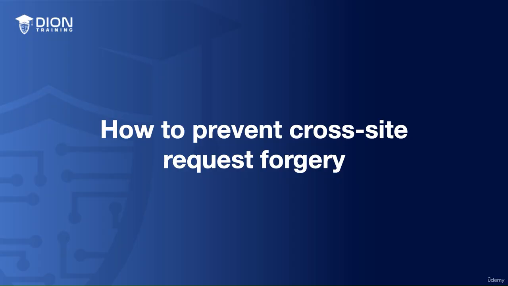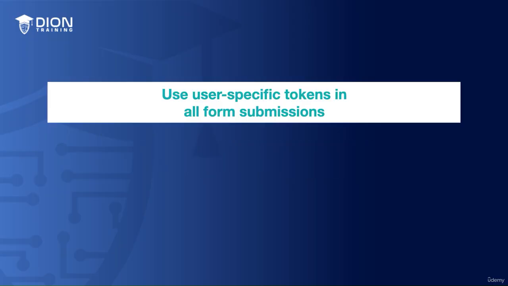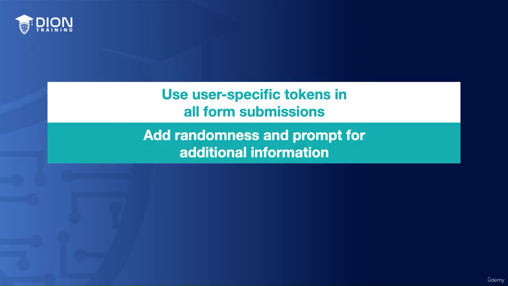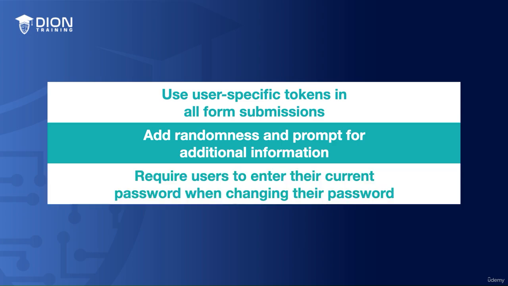So, how can you prevent cross-site request forgery as a defender? Well, let's say you're working for the bank and you want to make sure that nobody is going to perform this against your customers. What can you do? Well, first, you can ensure that user-specific tokens are used in all form submissions to prevent cross-site request forgeries. This is an action that your web developers would take as part of their secure coding and best practices. Second, you can add randomness and prompt for additional information whenever a user tries to reset their password, or you can require two-factor authentication. Third, you can require the user to enter their current password whenever they're trying to change their password.